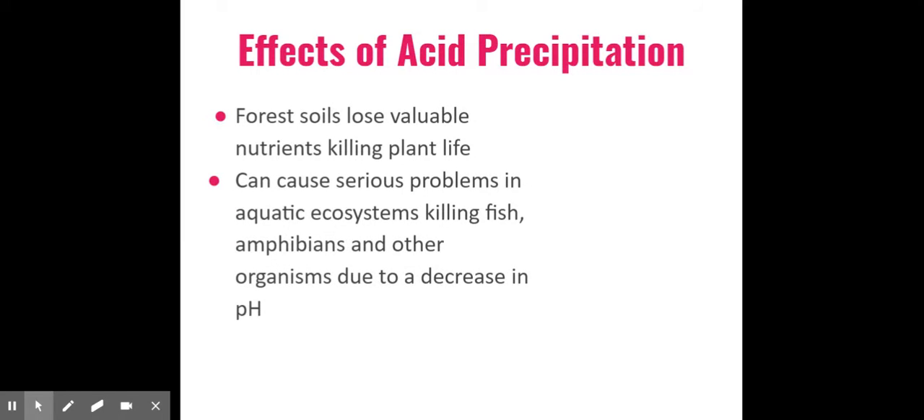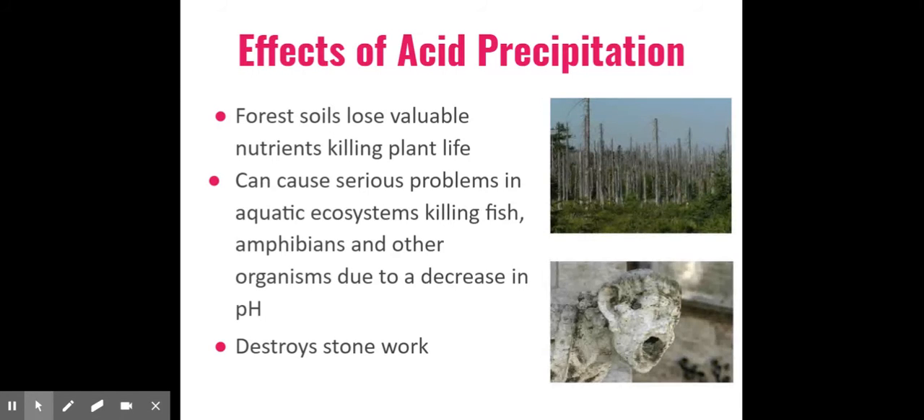This can cause forests to lose valuable nutrients, which could kill the plant life. It can cause problems in our aquatic ecosystems by killing fish and amphibians and other organisms because of a decrease in the pH of the water they live in. And it can also destroy stonework, like you see here.